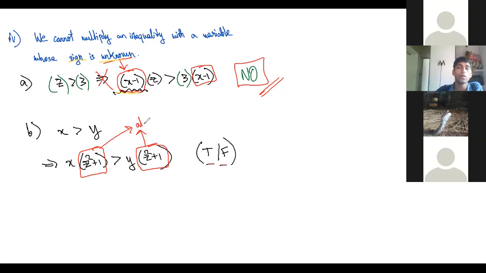Sir, but I think it can be false also. How? If x is negative and y is also negative, so z square plus 1... Both can be negative, yes, but the sign will not change. Just like I showed, minus 2 is greater than minus 3. Multiply with 10 on both sides: minus 20 is greater than minus 30. There's no harm in that. Okay? So this statement is always true.